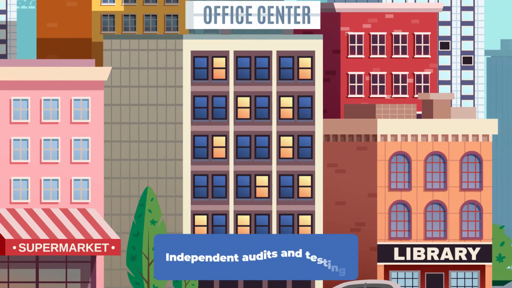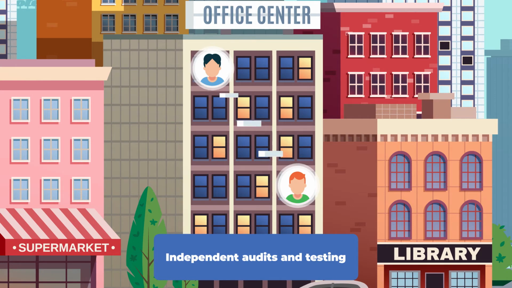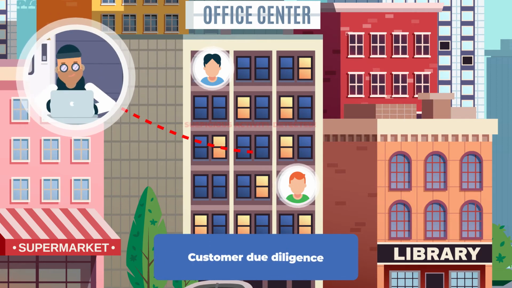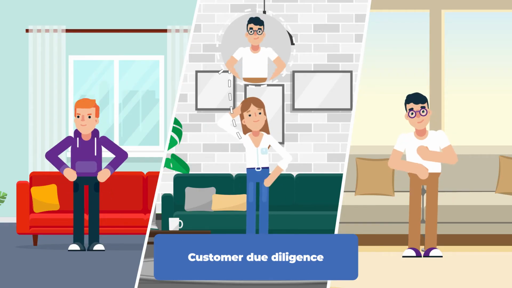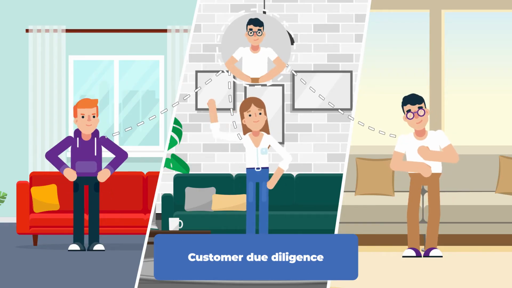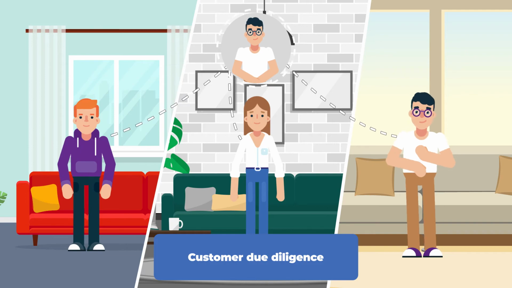Independent audits and testing. A third-party audit should be regularly scheduled to ensure your institution is compliant and can detect money laundering and other frauds. Customer due diligence. To help identify suspicious activity, you must make a reasonable effort to understand who your customers are and the types of transactions they perform.